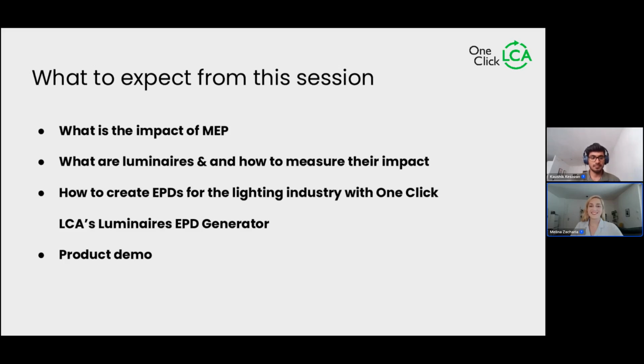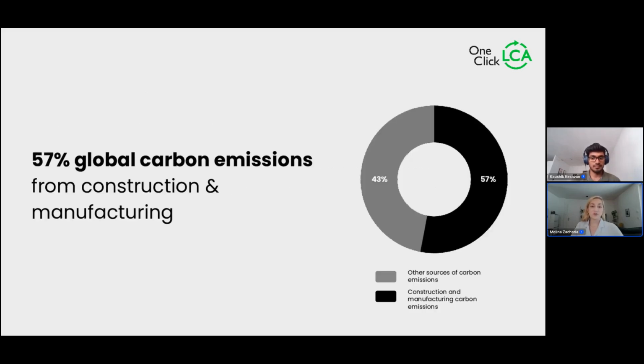Now let's begin. So I don't know if you know this, but construction and manufacturing account for 57% of global carbon emissions. So decarbonizing the built environment is really key to keeping the climate stable and reducing global carbon emissions.